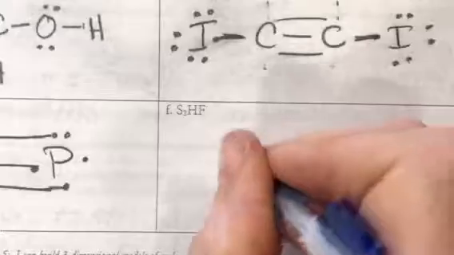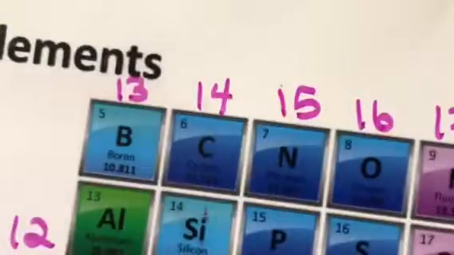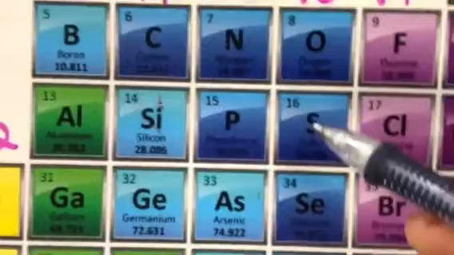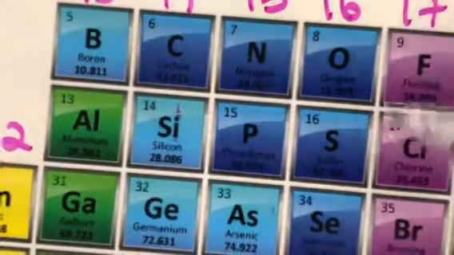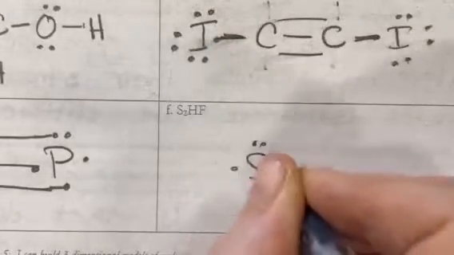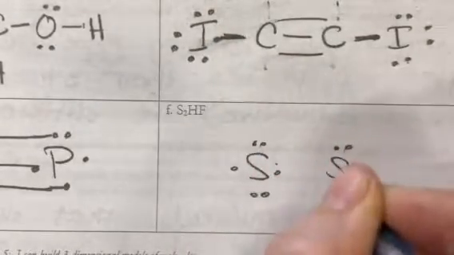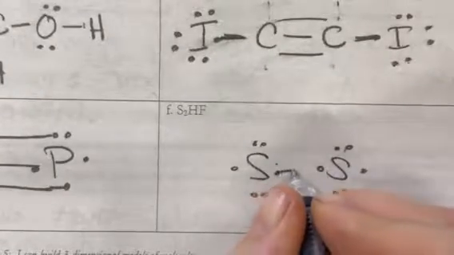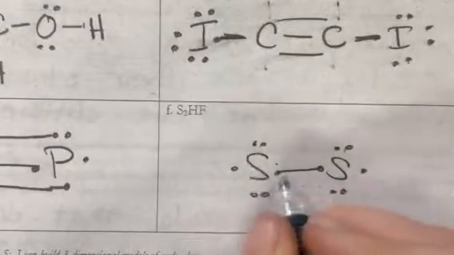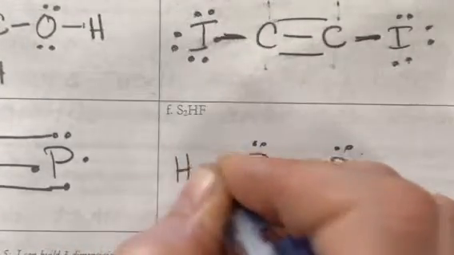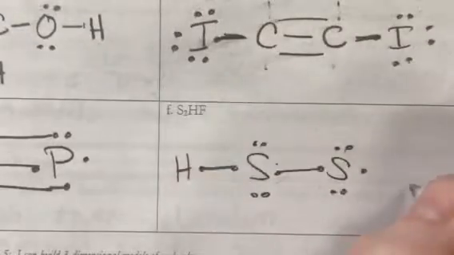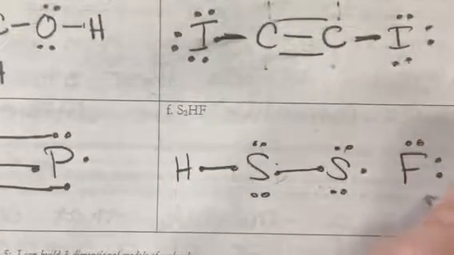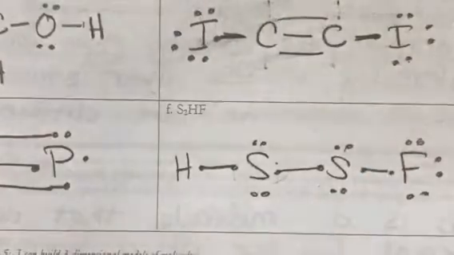All right, then we got S2HF. That means that there's 2 sulfurs. Sulfur is in the same group as oxygen. So therefore, it's going to have 6 valence electrons. We got 6. Got 2 of them. In order to have 8 electrons, it's going to have 2 bonds. So this sulfur now has 1 bond. I'm going to give this sulfur another bond with hydrogen. And then I'll give this sulfur also its other bond. All right.